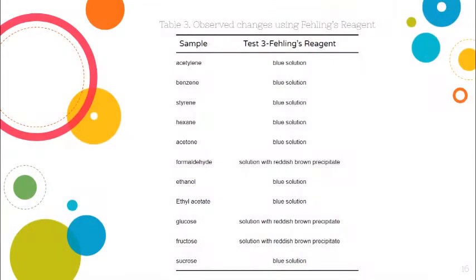For test 3, either a blue solution or a solution with reddish-brown precipitate was observed. The blue coloration is due to the presence of the bis-tartrate complex of copper and is indicative of no reaction, while the reddish-brown precipitate is due to the presence of copper(I) oxide, a product of the reaction of the reagent with non-aromatic aldehydes and monosaccharides, as observed with formaldehyde, glucose, and fructose.